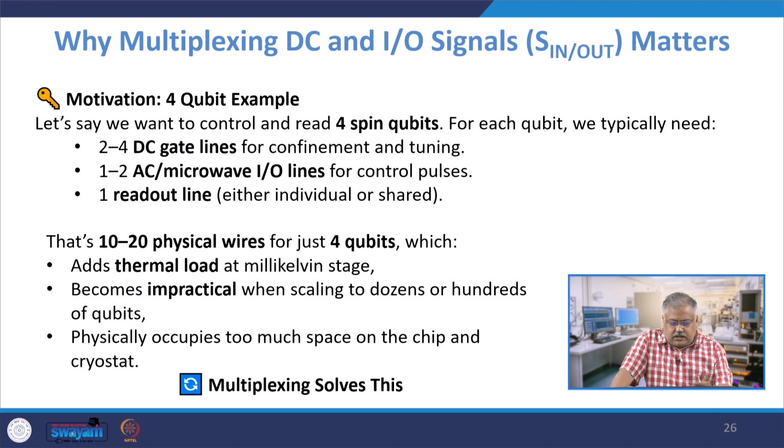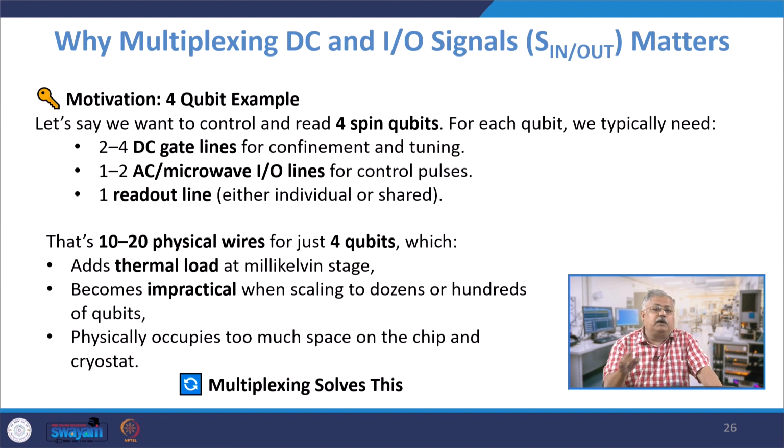Now, this is again very simple and straightforward, but you need to know why it is like this. Let us take a 4 qubit example, which means there are 4 spin qubits available to me. Typically, for each qubit we require 2 to 4 DC gate lines, 1 to 2 AC microwave IO lines, and 1 readout line, right. Now, this is just for 4, which means that there are 10 to 20 physical lines for just 4 qubits. If you increase it to 25 or 30 qubits, there is an exponential increase in the number of physical wires which is being routed through the system.